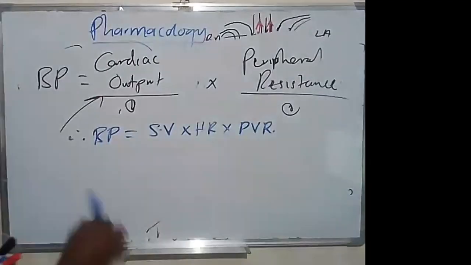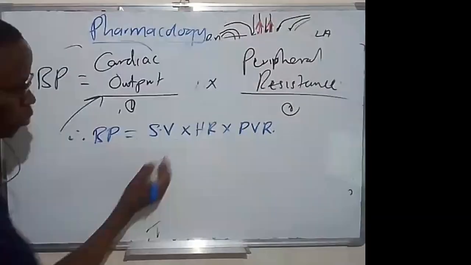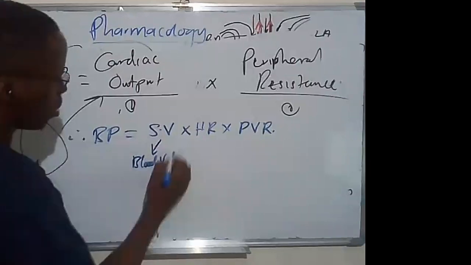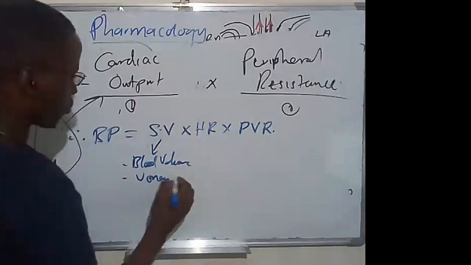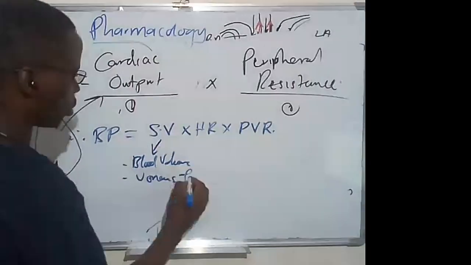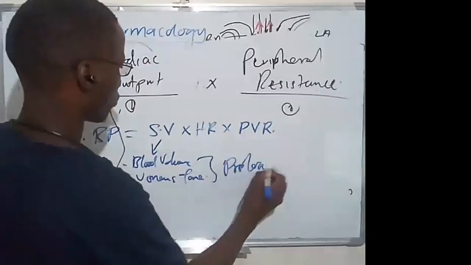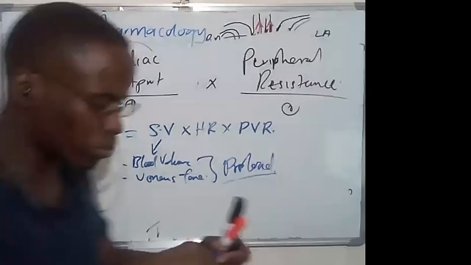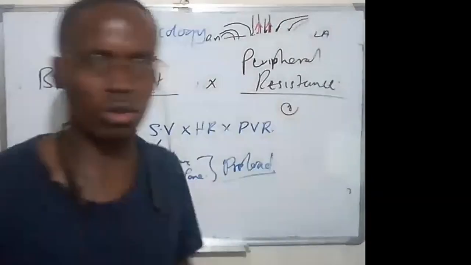We can now see that if we alter any of these parameters, we alter stroke volume, which we said depends on things like blood volume, venous return, and venous tone, because this is what determines what is called preload. What we are trying to say is that if a lot of blood comes into the heart, even more blood is going to be pumped out of the heart.